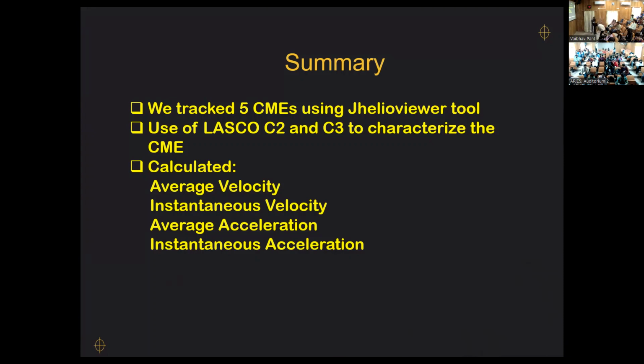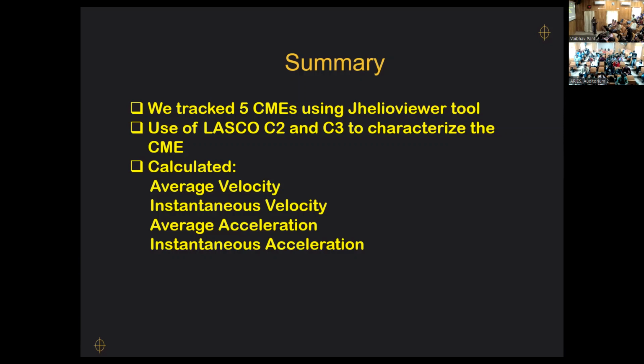So in our presentation, we have talked about different layers of the Sun, and then we have talked about what a CME is. Then our aim was to recognize the CME by using JHelioviewer software, by using LASCO C2 and C3, which are coronagraphs on the spacecraft SOHO. Then we calculated the average velocity, average acceleration, instantaneous velocity, and instantaneous acceleration by plotting the height-time graph, velocity-time graph, and acceleration-time graph.